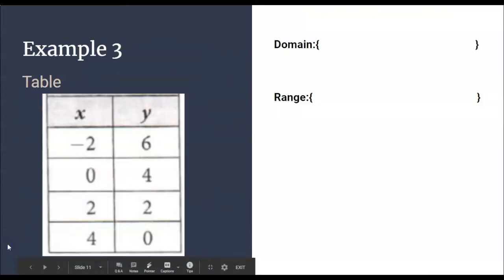Let's look at example 3. Using the table, identify the domain and range. Let's look at the solution.